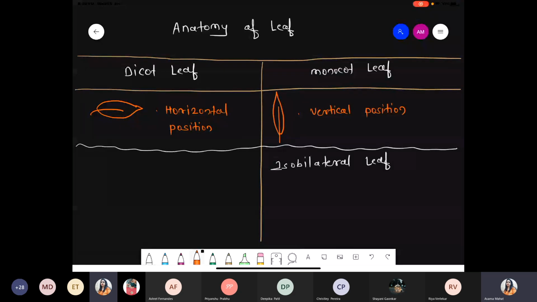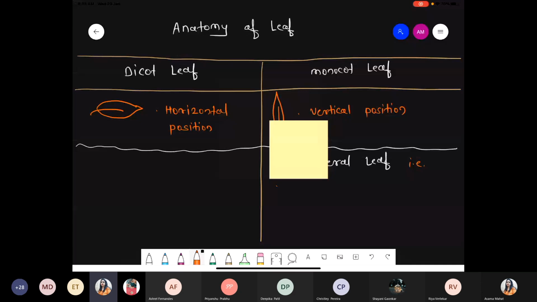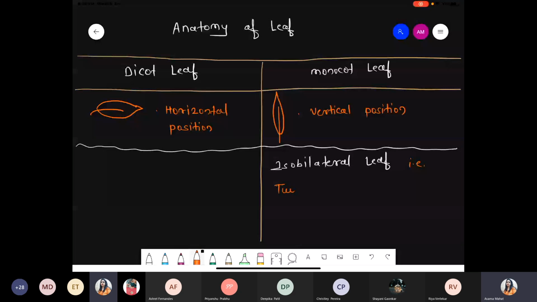And what is the meaning of the isobilateral leaf? It means that the two sides of the leaf are equally green. They are equally green. So yes, it is a characteristic feature.